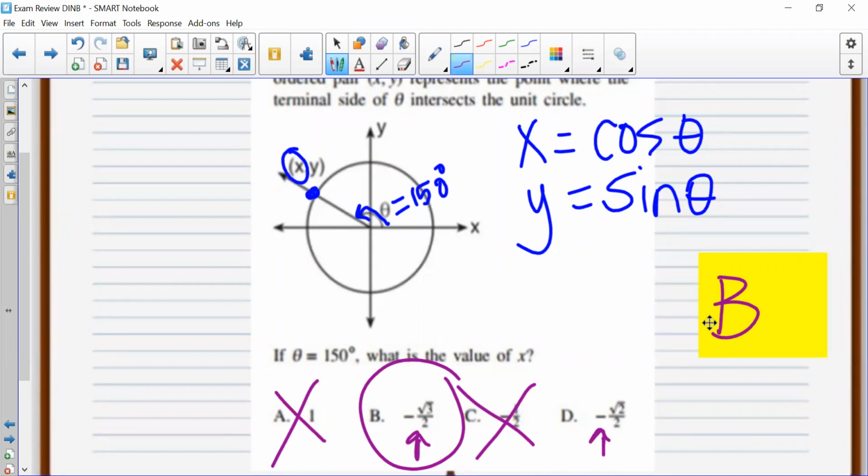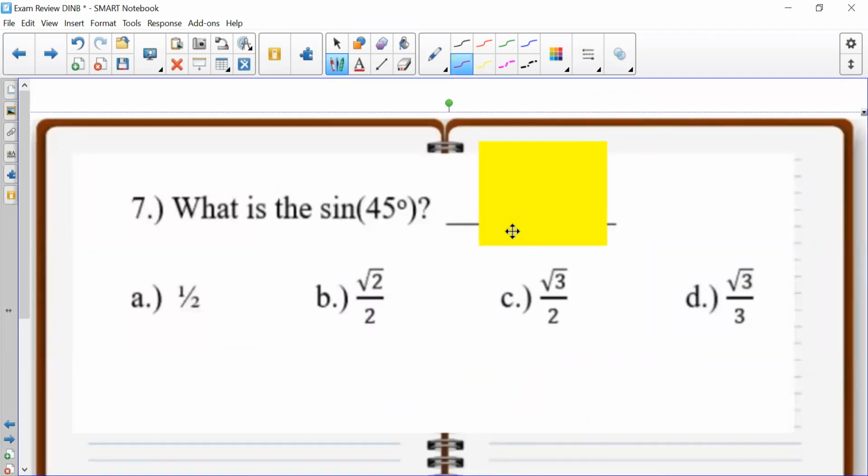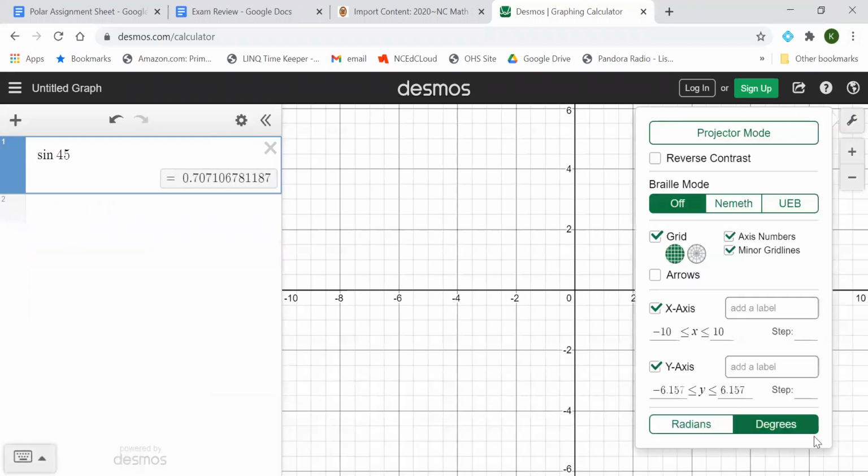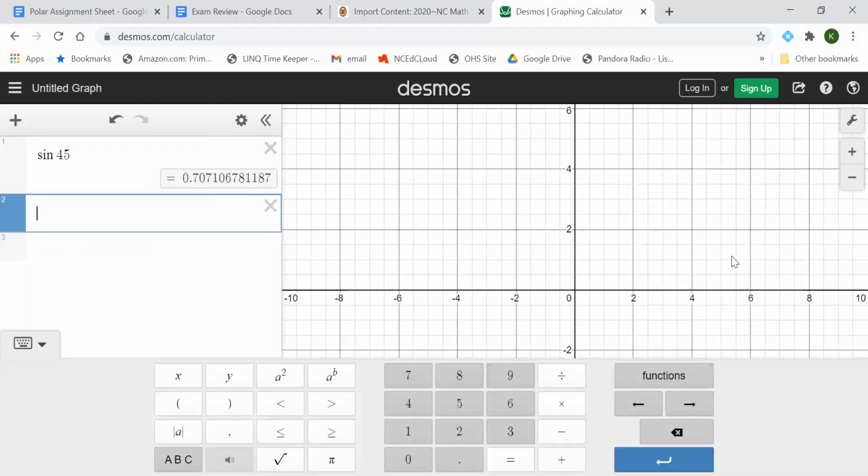So they could ask you a problem like this where you have to know that X is the cosine and Y is the sine of the angle. They could just be very straightforward like our last problem. And they could just say, find sine of 45 degrees. So you would go to Desmos, just like we did before, and you would type in sine of 45. You would want to make sure, again, that you're in degree mode, which it still is because I haven't changed it. And then like we did on the last problem, we're going to have to type our answer choices in to find out which one is the same decimal.